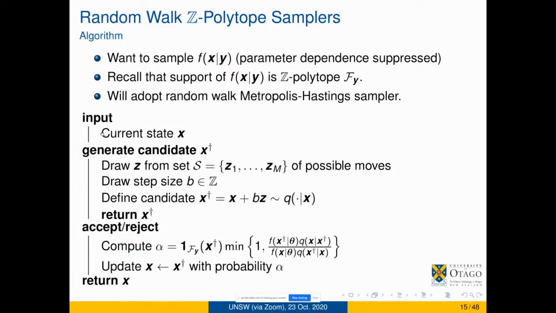So standard setup, we've got a current state x. We're going to generate a candidate x dagger by drawing a move z from some set S of moves, drawing a step size b from the integers, and then creating x dagger as x plus b, the step size, times z, the move. And we will then accept or reject that in the usual way. Now, if this algorithm is going to work well, then we're going to need the x dagger, the candidate that we draw, to be on the Y fibre. In other words, to be a consistent data point, consistent with the observed Ys. And that's the tricky thing.